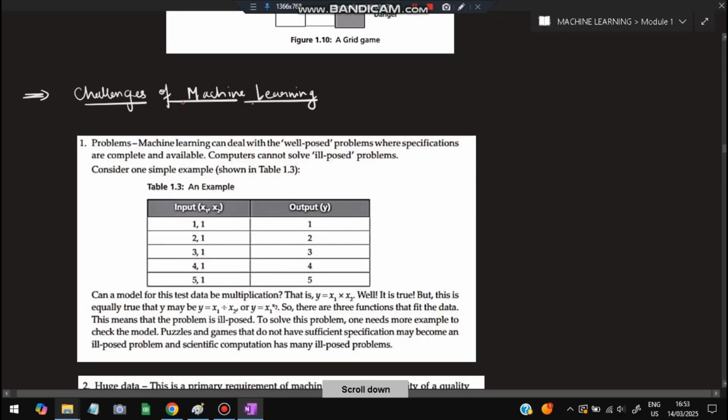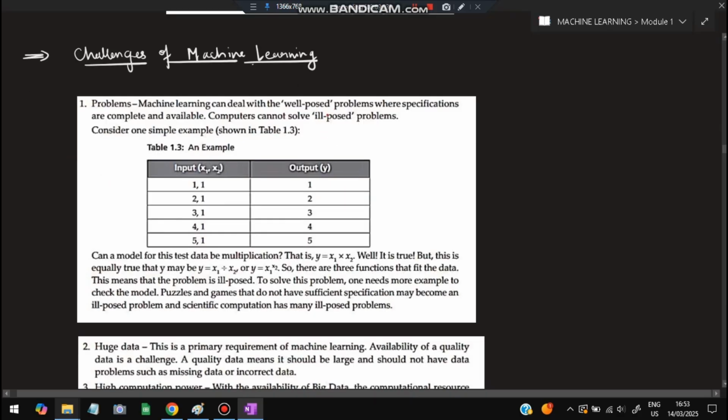Okay, next topic is the challenges of machine learning. As we have seen, machine learning is very nice, but machine learning is not very nice as well. Okay, why is it not very nice? First reason is that it deals with well posed problems. Ill posed problems it will not deal with, meaning confusing problems, but humans can deal with confusing problems much better than machine learning.